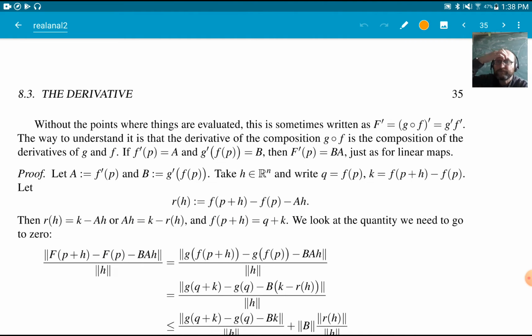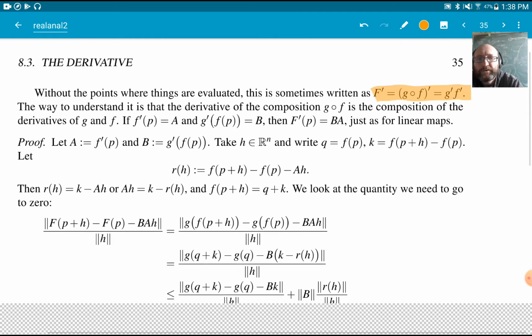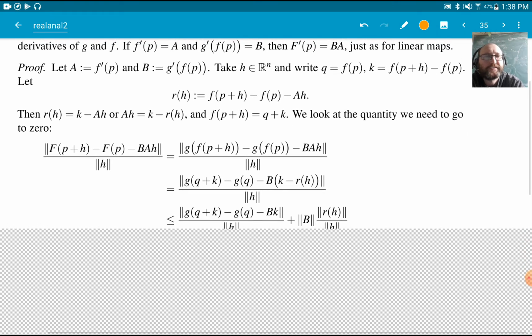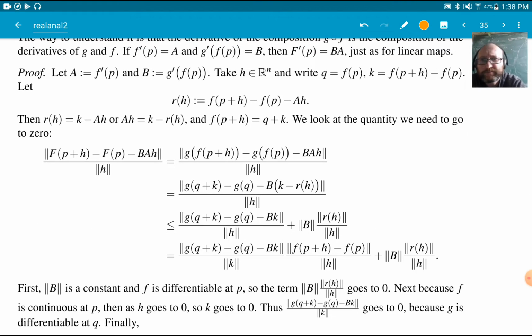Okay. So that's again repeating what I said. If you don't write down the points, that's what it is: the derivative of the composition is the composition of the derivatives. Okay, so let's prove this. To make things simpler, let's call A the derivative of f and B the derivative of g at the respective points.